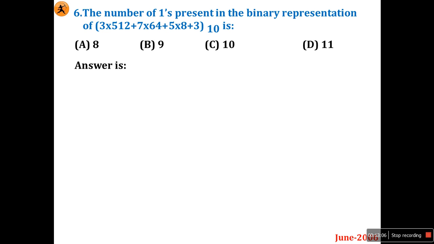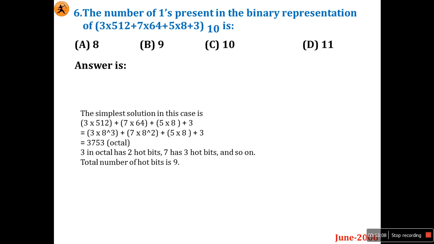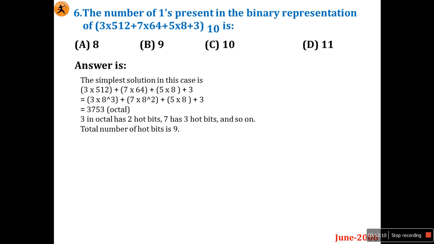Usually we'll go for some traditional method. We'll solve this one using 3 into 512, 7 into 64, 5 into 8. And then we'll simplify. We'll get a 3753 octal number. Then we'll simplify, and finally we'll get 9 ones.